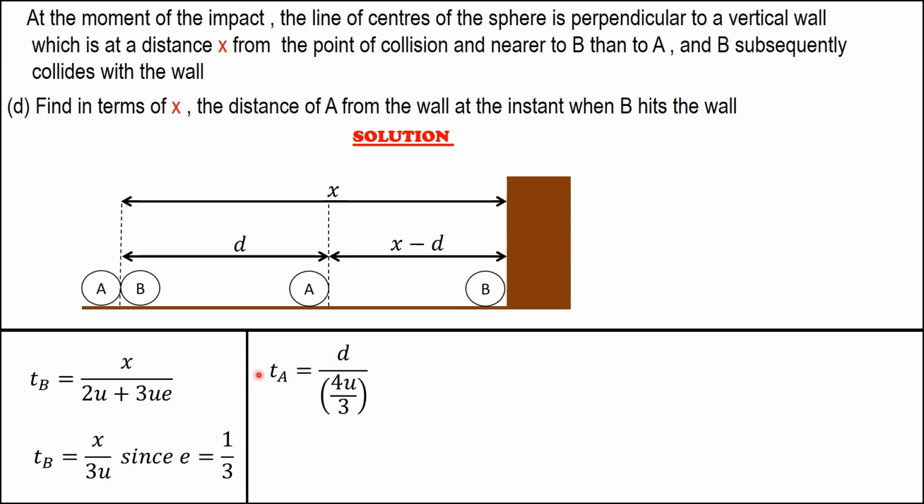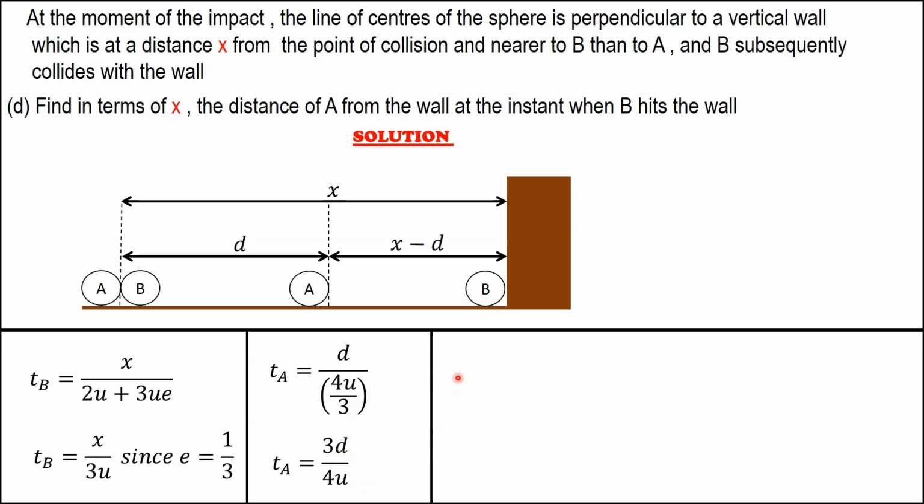Doing a similar thing for the time taken by sphere A to cover a distance D, we get TA, that is the time taken by sphere A to cover a distance D, to be equal to that distance D divided by the speed of sphere A immediately after the impact, from which, further simplifying, we get TA to be equal to 3D divided by 4u.